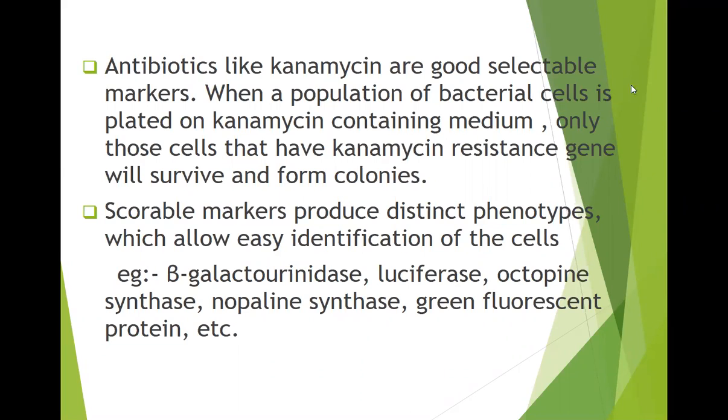Whereas scorable markers also produce distinct phenotypes, but based on these phenotypes, we would be able to identify these recombinant cells quickly. Examples of such scorable markers are beta-galactosidase, luciferase, octopine synthase, nopaline synthase, and green fluorescent protein. The genes which produce such enzymes are the scorable markers. They produce certain distinct phenotypes, and these phenotypes allow the easy identification of the recombinant cells.